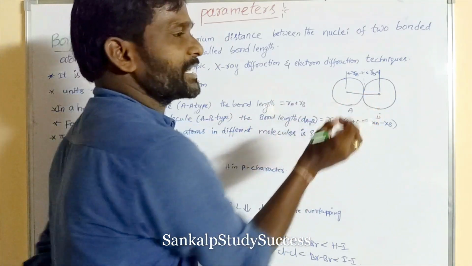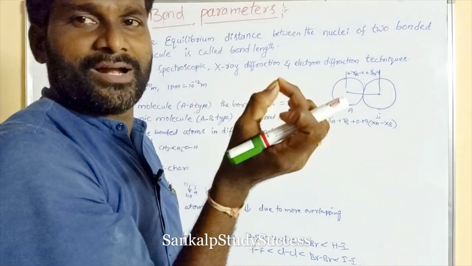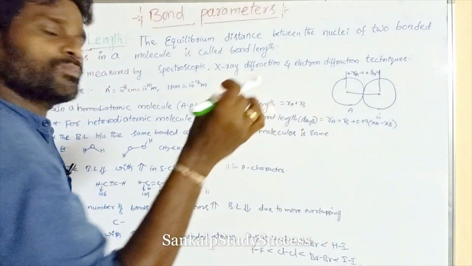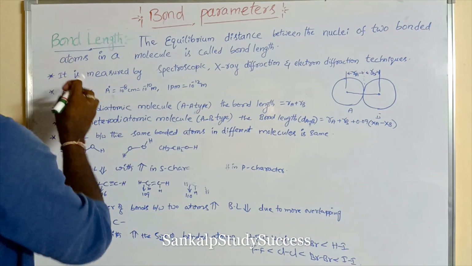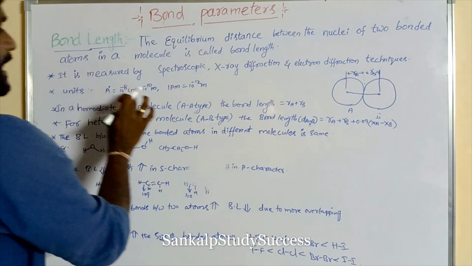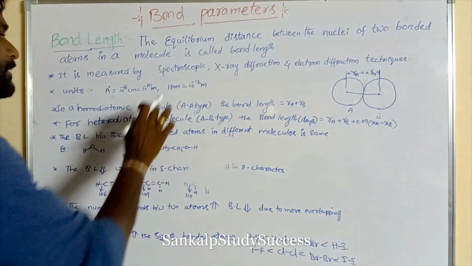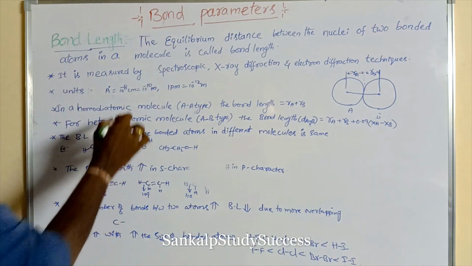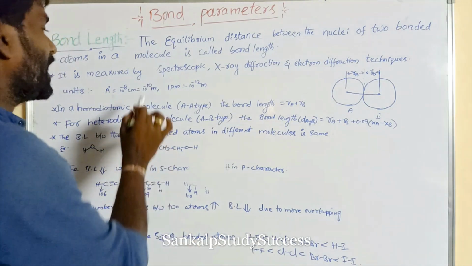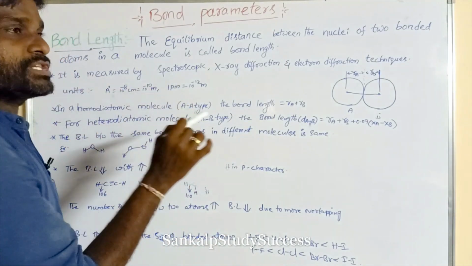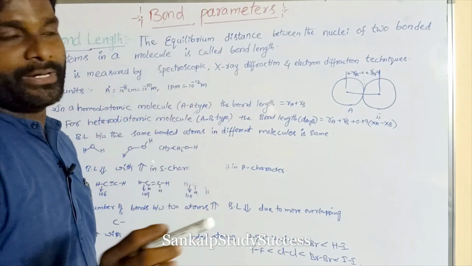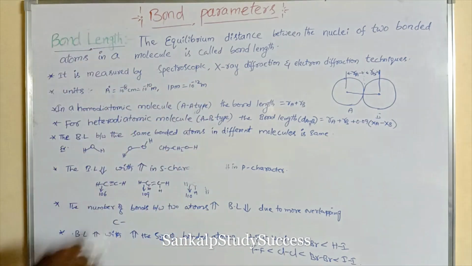Okay, these are the bonded atoms. Atom is a small particle, so its bond length is also very small. The units of bond length are angstroms or picometers. 1 angstrom is equal to 10 to the power of minus 8 centimeter, or 10 to the power of minus 10 meter. Similarly, 1 picometer is equal to 10 to the power of minus 12 meter. So these are the units of bond length.